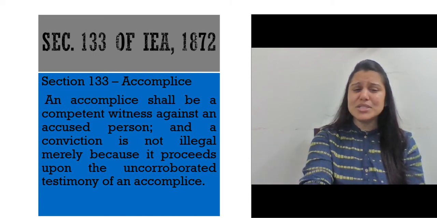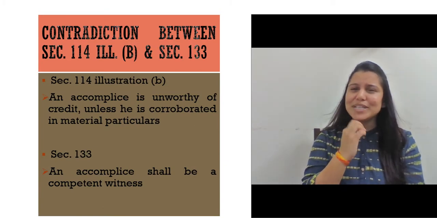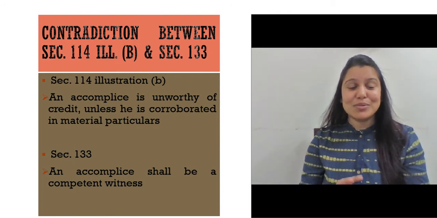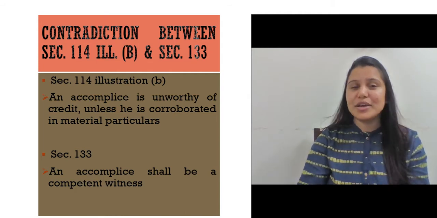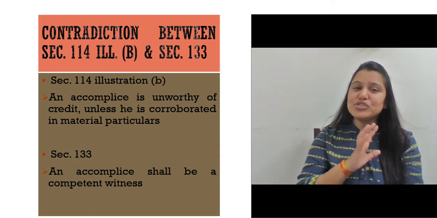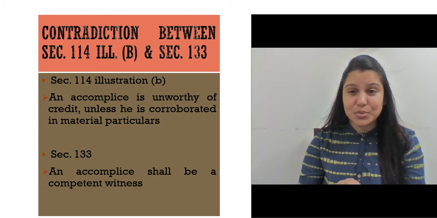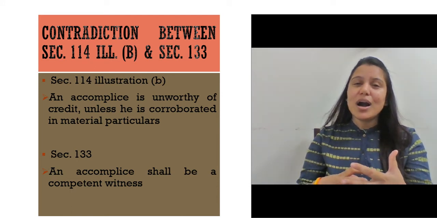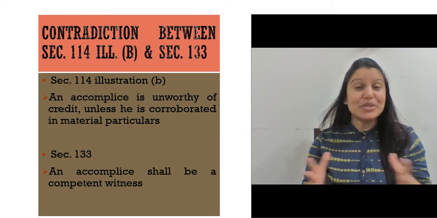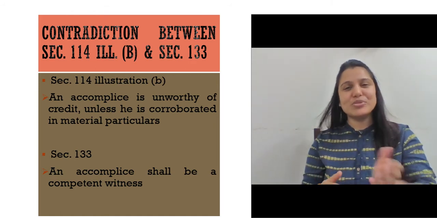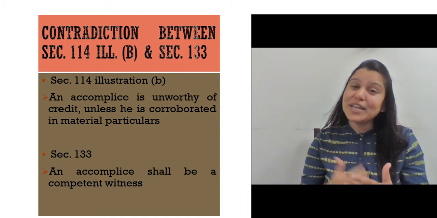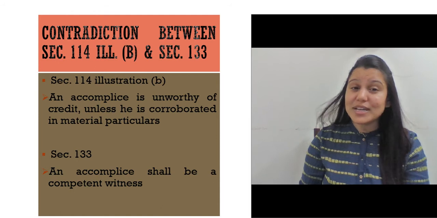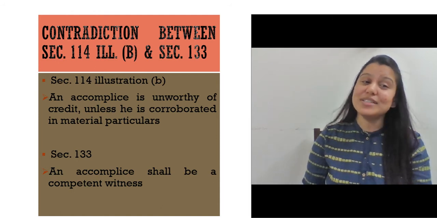Yes. Now, as I was saying, there is some dispute between two sections. What are those two sections? Under section 114 of the Indian Evidence Act itself, there is illustration B, which is given under this very section. Now, what illustration has been given? Let me tell it to you very clearly. Illustrations under the Indian Evidence Act are given to make you understand the section in a better way. They're not just simple examples which you can take or leave. They are there to explain a section in a more elaborate manner. So, in the illustration, it is given that an accomplice is unworthy of credit unless he is corroborated in material particulars.